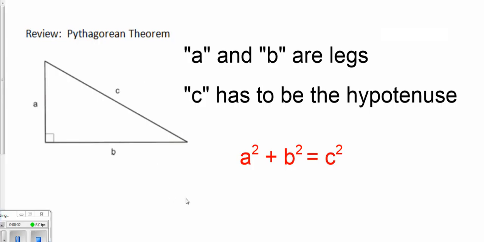Right, for our second video, we're going to review the Pythagorean theorem and how to use it. Now remember, the Pythagorean theorem only works for a right triangle like this one. We have the right angle here, so that's 90 degrees.